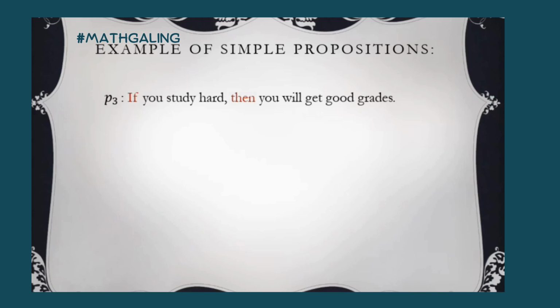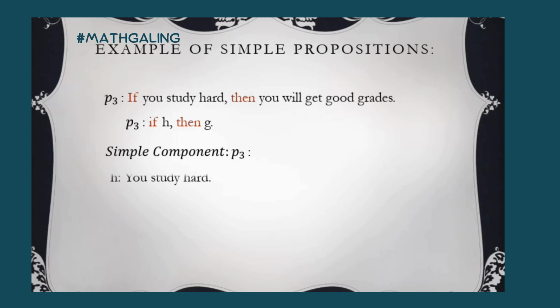Next, here is another example of simple propositions. Number three is: if you study hard, then you will get good grades. So our given is if H, then G. H is for hard and G is for good. If we make it into simple components, H will be you study hard, and G will be you will get good grades.